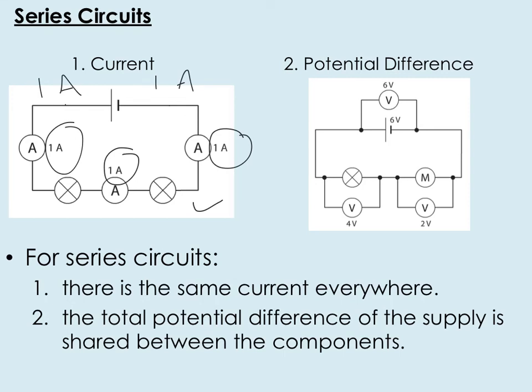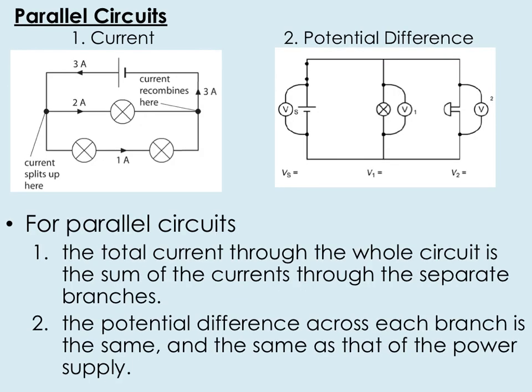Whereas the total potential difference of the supply is shared between the two components. If you imagine my electrons going into my cell here, they pick up 6 volts. They've got those 6 volts to go all the way around the circuit with. So if they drop off 4 volts here, that gives them 2 volts here. If you add those two things together, that gives you the 6 volts they got from the supply. So key thing to remember then for series circuits, current is the same everywhere, potential difference is shared between the components.